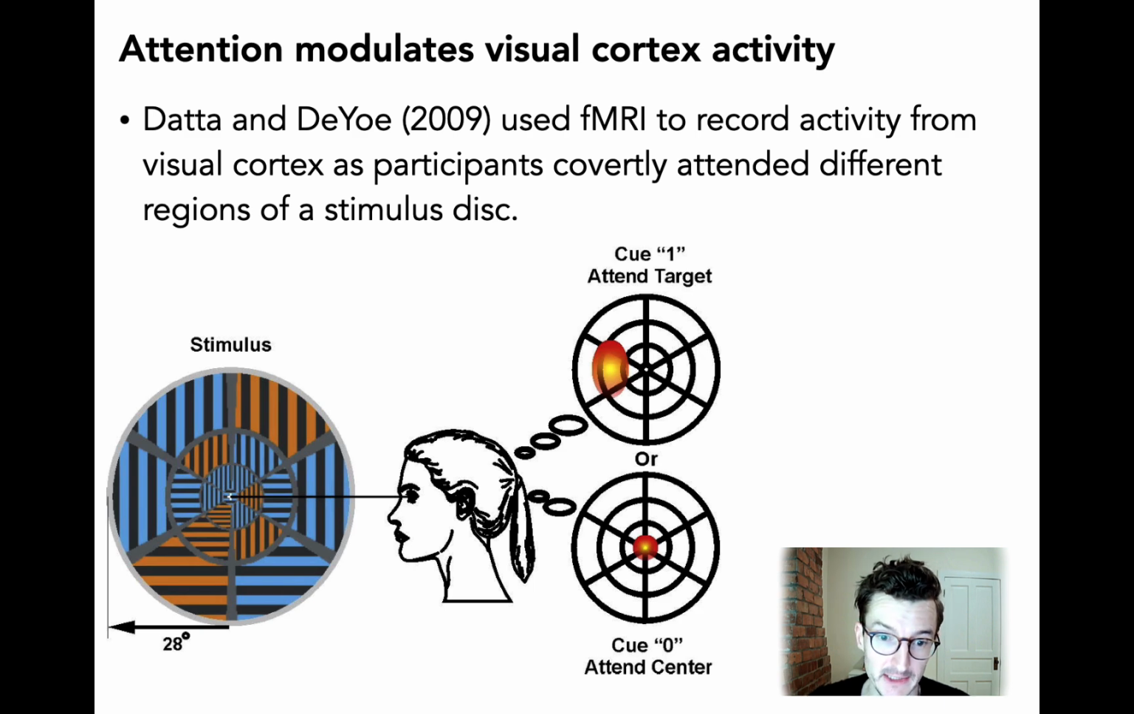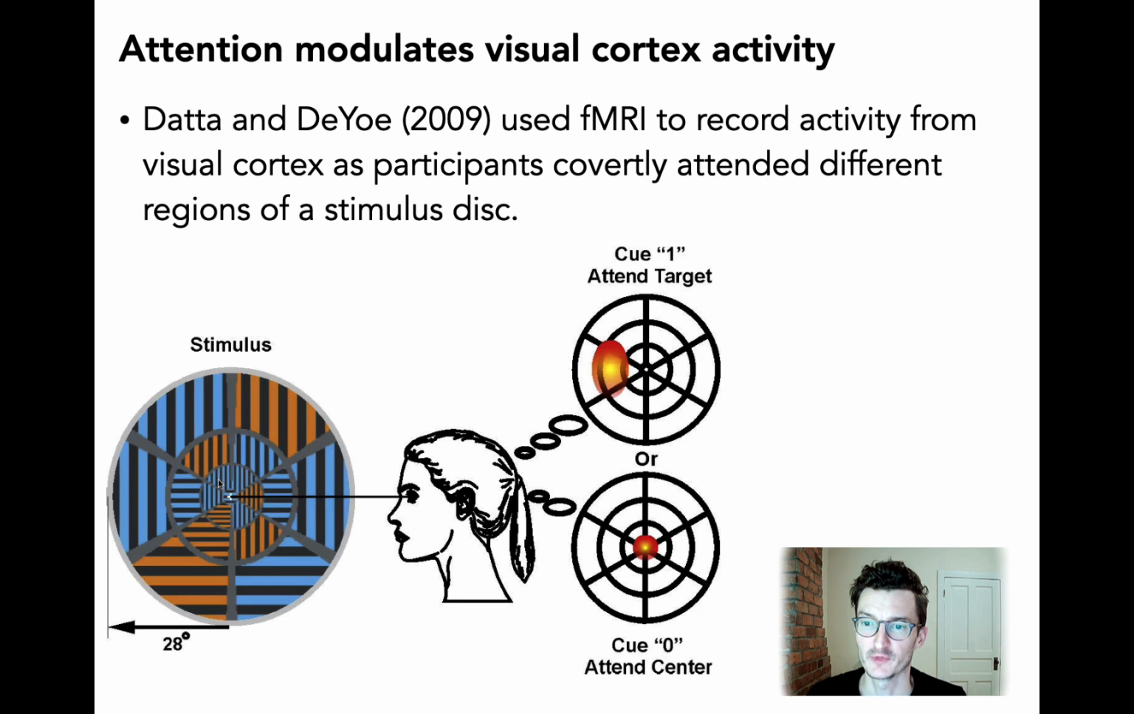So this is a very cool study where people were in an fMRI scanner, and they were asked to covertly attend to different regions of this stimulus disk, right? So they're lying in the scanner, staring at this disk, fixating on the center of the disk, and they're covertly shifting their attention to different regions, right? So maybe they shift their attention to the northeast quadrant or the southeast quadrant, right? Or the southwest quadrant, the northwest quadrant, and so on.